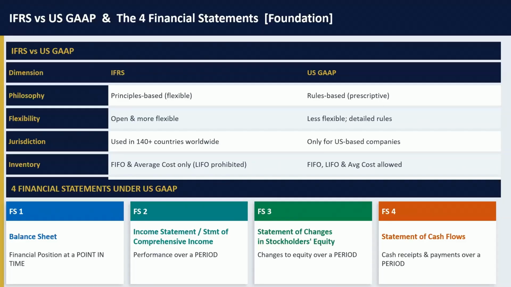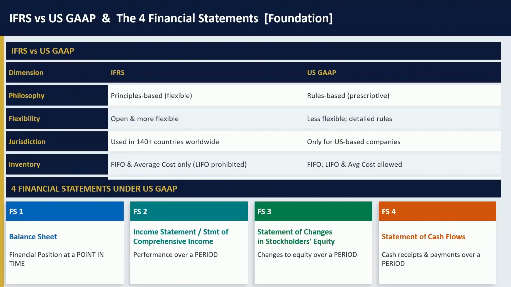IFRS is very flexible. It is globally accepted. Any company can use IFRS. But as far as US companies are concerned, we will be sticking with US GAAP. So we will learn the major distinctions between IFRS and US GAAP now.